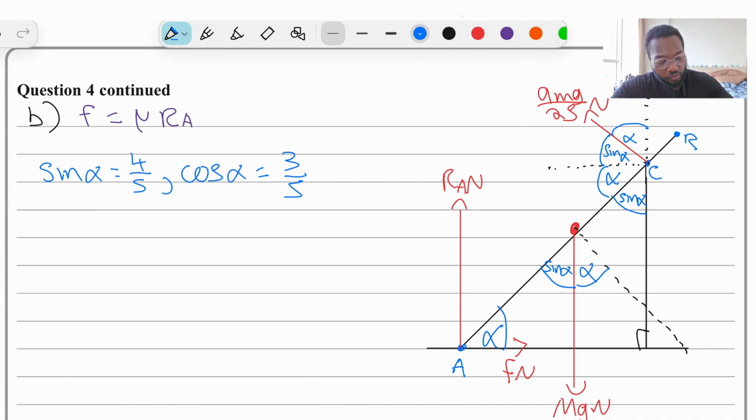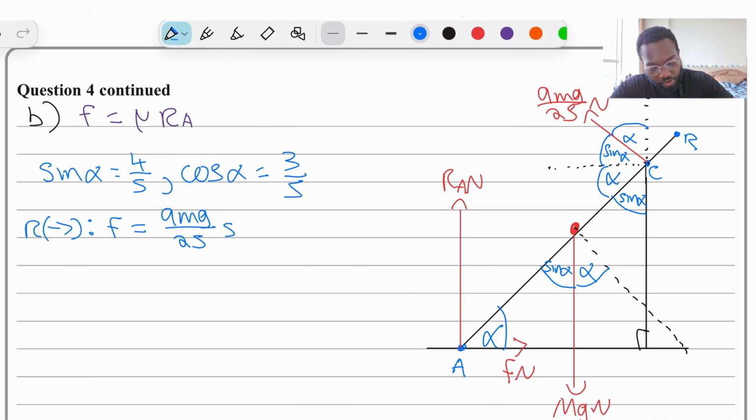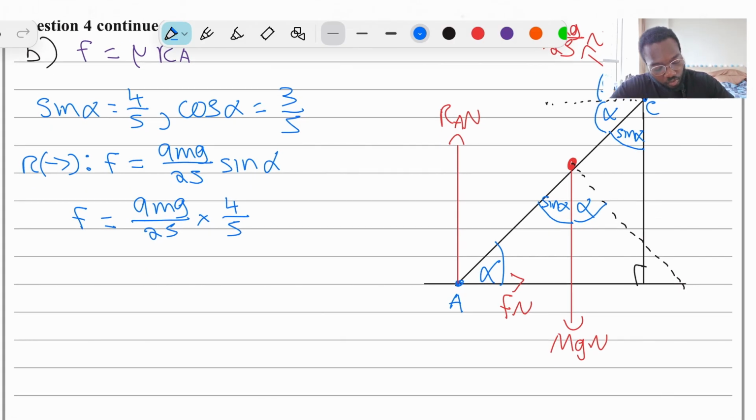If we start with the frictional force, if we resolve in the horizontal direction, we get F is equal to 9mg over 25 sine alpha, because it's an angle of sine alpha here. And then we know that F is equal to 9mg over 25 times, we know sine alpha is 4 over 5. So if we work this out, we get that our frictional force is going to be 36mg over 125. So that's our frictional force done.